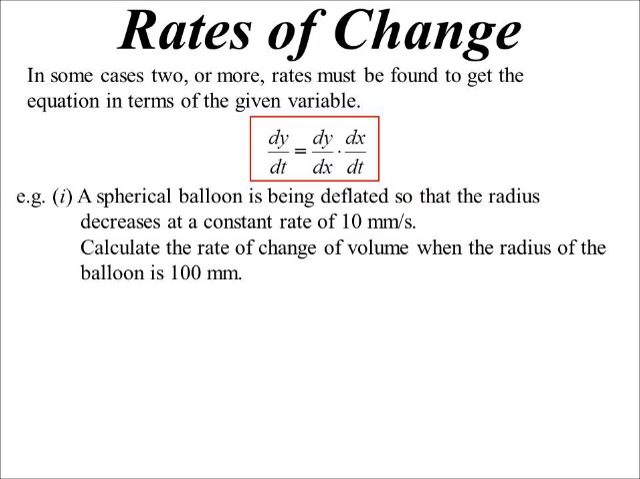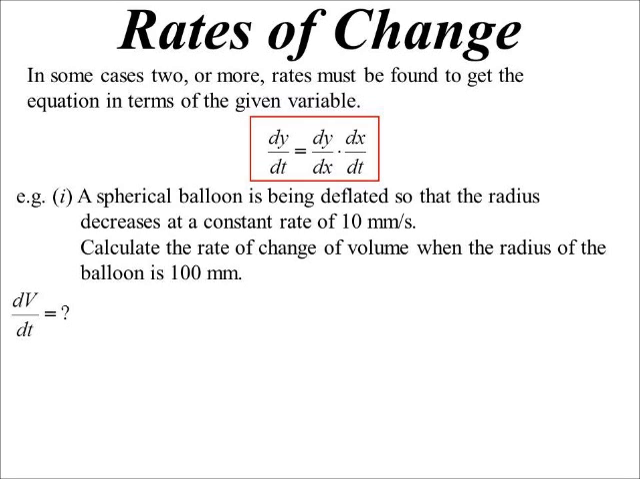So here's a typical sort of question. A spherical balloon is being deflated, so the radius decreases at a constant rate of 10 millimeters per second. Imagine you've got a balloon and it's being deflated, but the actual volume will be changing at a different rate. Because imagine the sound. Your radius is going down, it goes shh, and then what happens right at the end? It goes shh, as it all rushes out. So we want to know at what rate the volume is changing when the balloon's radius is 100 millimeters.